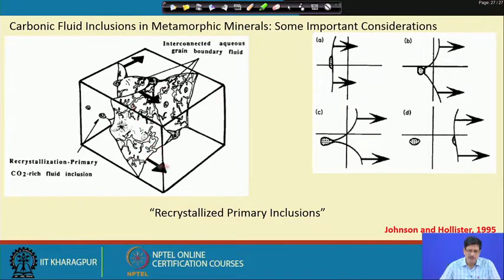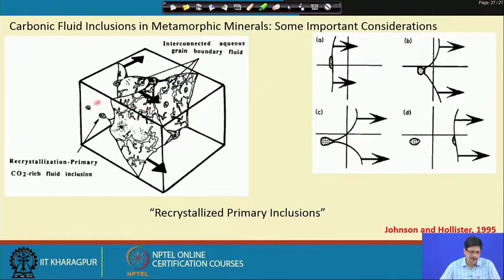So, this particular phenomenon explains that sometimes what we see as primary inclusions in a recrystallized matrix in a host mineral like quartz, the inclusions which would satisfy the characteristics to be called primary inclusions, the term recrystallized primary inclusions was coined for the first time for such kinds of inclusions.